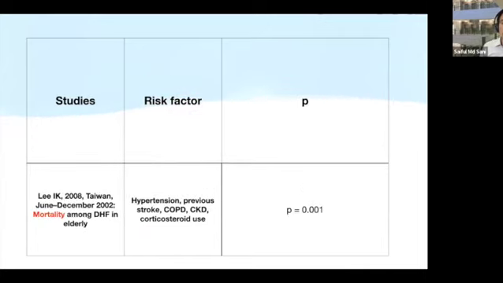And what about mortality? Again, one of the studies that I've shown in the previous slide also looked at mortality among dengue hemorrhagic fever, but in a specific population, the elderly. They found that in the elderly, disease modifiers are still the same: hypertension, patients with previous strokes, COPD, CKD, and also corticosteroid use.